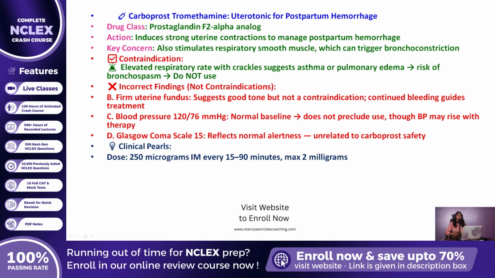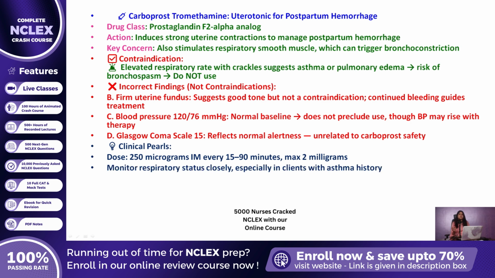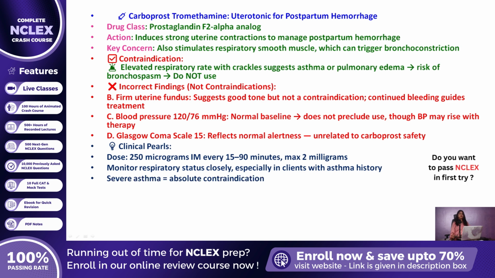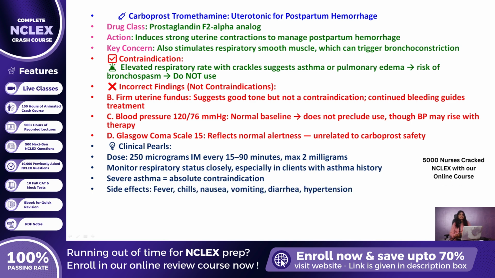Clinically, carboprost is administered intramuscularly in doses of 250 micrograms every 15 to 90 minutes, up to a total of 2 milligrams. After each dose, it is critical to assess respiratory status, especially in clients with a history or symptoms of asthma. If mild respiratory symptoms exist, but use is still being considered, pre-treatment with a short-acting beta-2 agonist like albuterol may help. Though severe asthma remains an absolute contraindication, be alert for side effects such as fever, chills, nausea, vomiting, diarrhea, and hypertension. Keep antipyretics and antiemetics readily available to manage these symptoms.